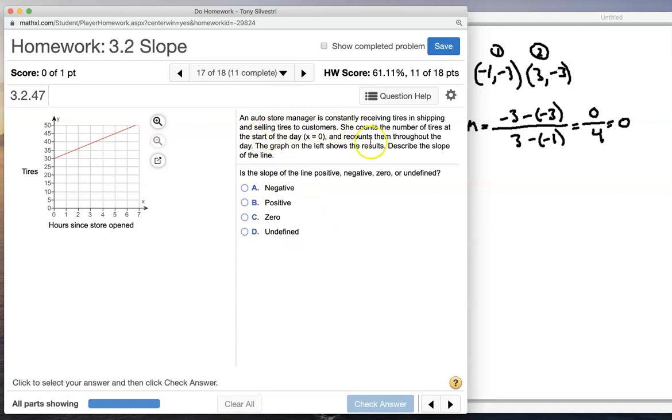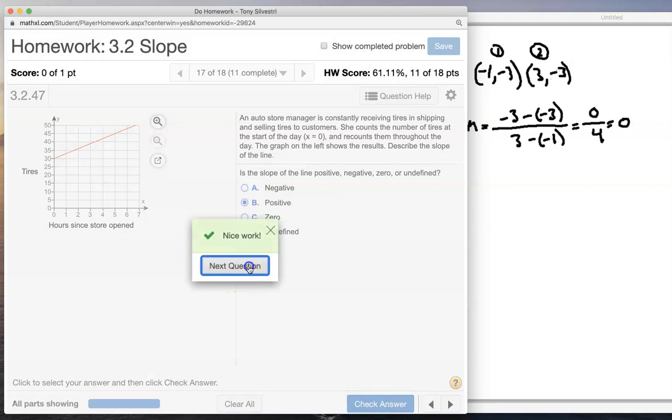An auto store manager is constantly receiving tires and shipping and selling tires to customers. She counts the number of tires at the start of the day, x is 0, and recounts them throughout the day. The graph shows the results. So apparently she's not selling too many tires because at the end of the day she has more tires than when she started with. Is the slope positive? The slope is positive. It's going up.